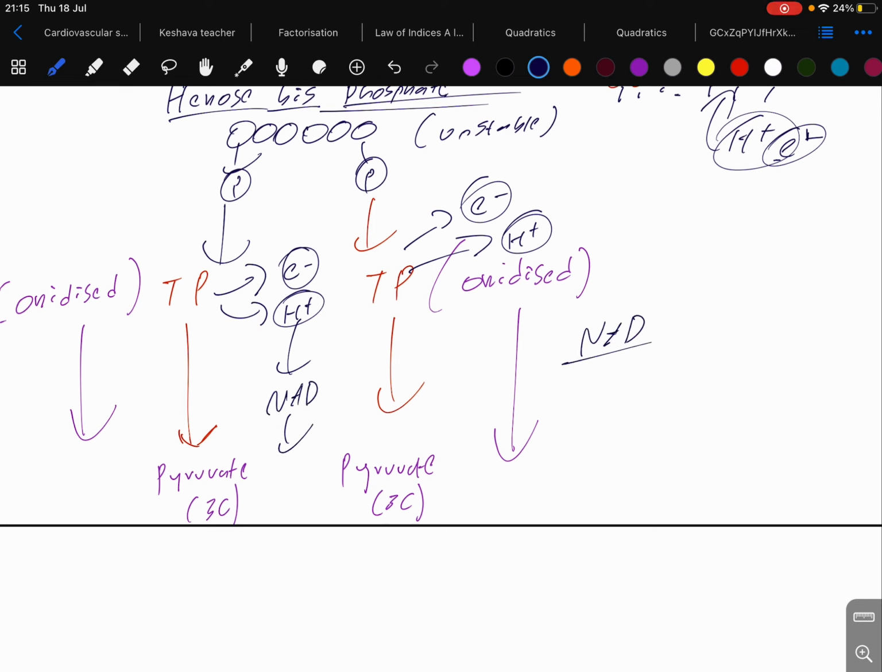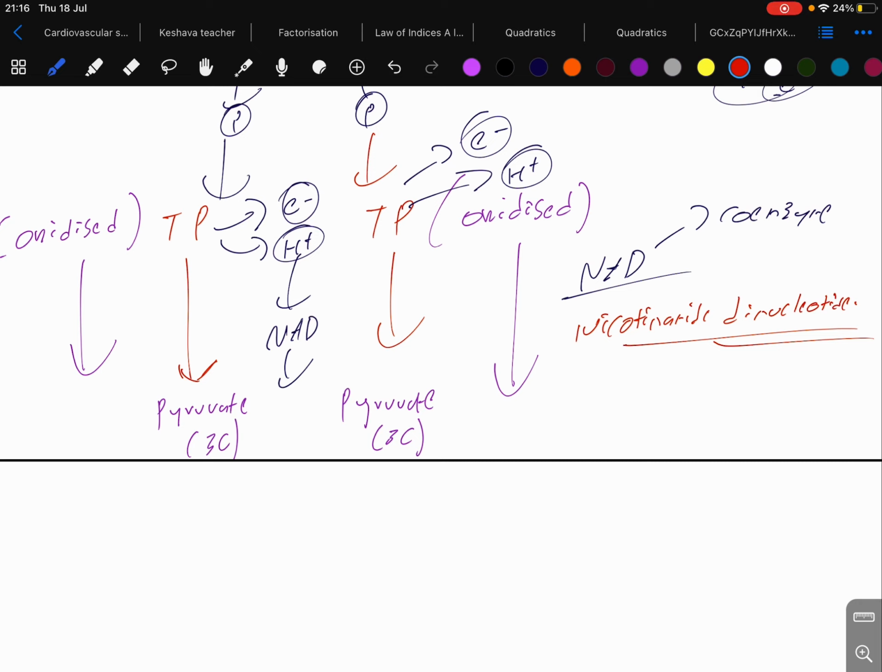NAD, by the way, is a coenzyme. And it can also be said as nicotinamide adenine dinucleotide. In the light-dependent reaction and light-independent reaction of photosynthesis, we know NADP. It's exactly the same nicotinamide adenine dinucleotide, but it is phosphorylated, so it has a phosphate group in photosynthesis. So that is why it's called NADP. But here, it does not have a phosphate group, so it's just NAD. It's a coenzyme.